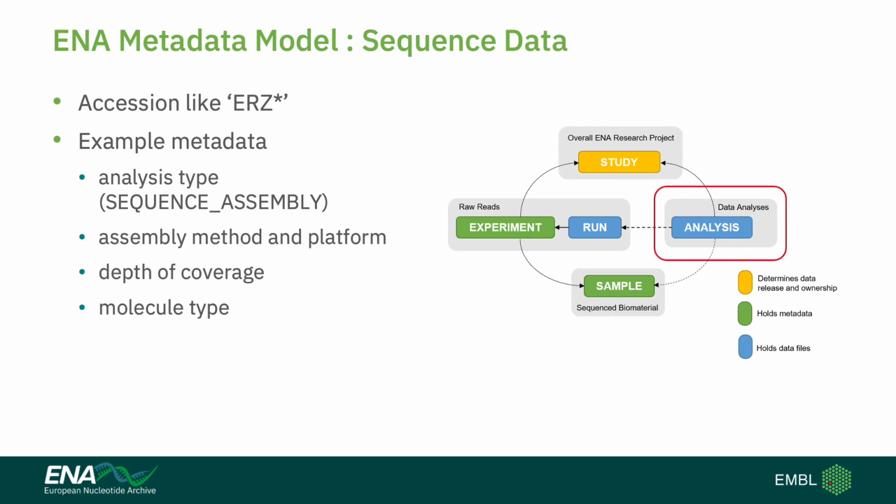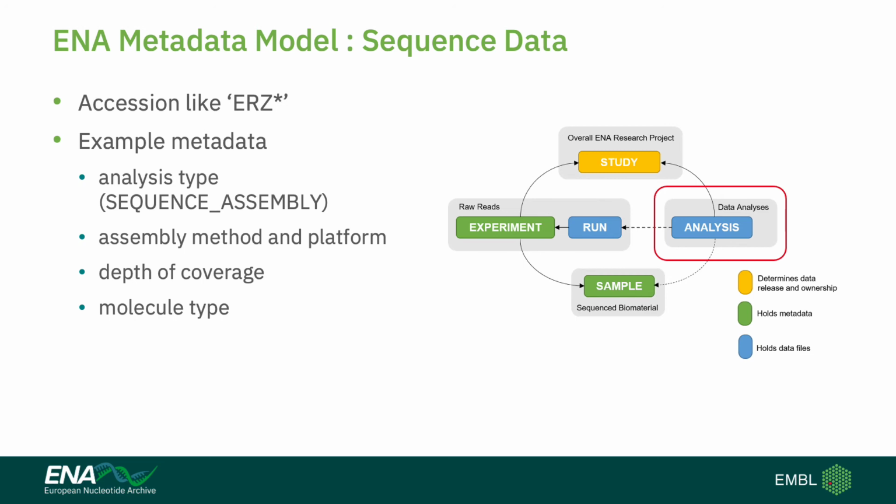That is because there is a metadata field on an analysis object called runref, which allows you to define the ERR accession that the sequence was built from. Analysis accessions look like ERZ. The metadata that you'd typically see on this type of object is the analysis type. Almost always, in the case of SARS-CoV-2, that is sequence assembly analysis type.